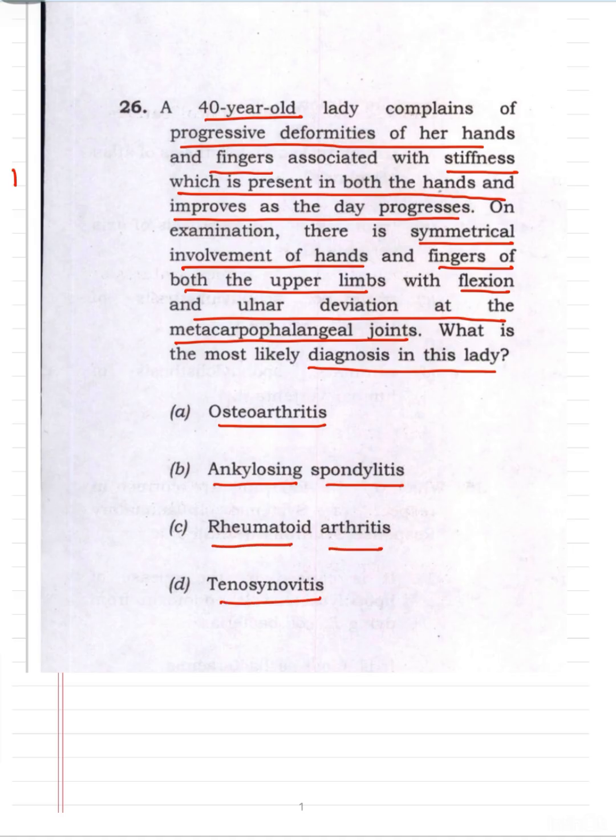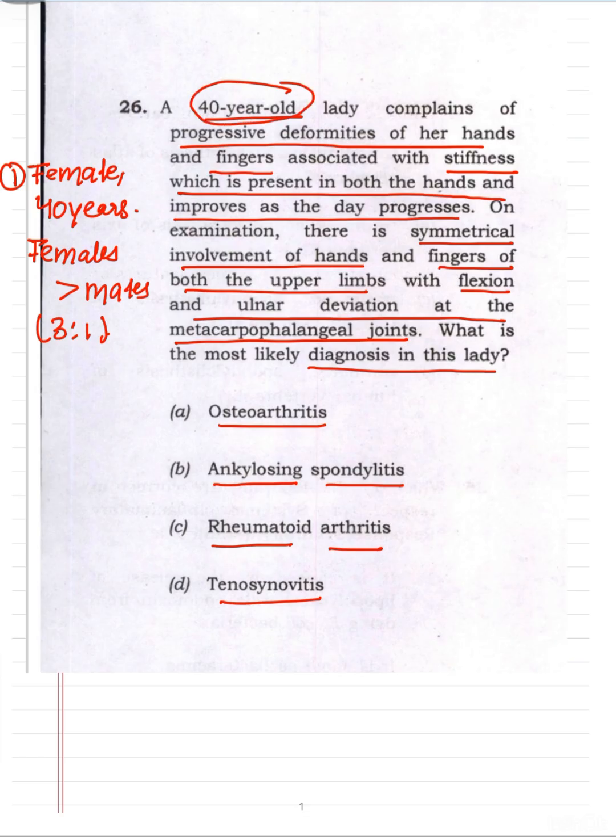So what are the key clues? The first is that she is a female and 40 years. So generally rheumatoid arthritis is more common in female. So females is more common than the males. It is generally 3:1. Then we have the age. Generally the peak onset is from 30 to 50 years of age. So this is second clue.